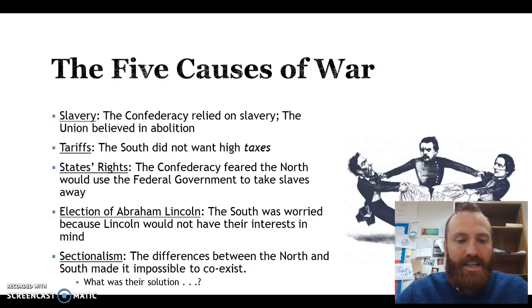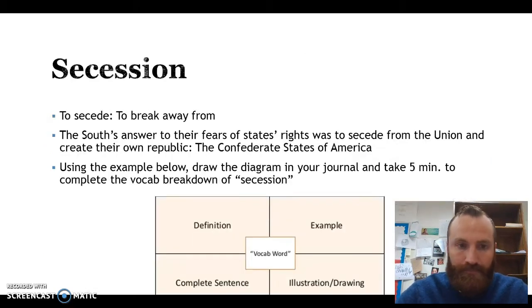Then you had the election of Abraham Lincoln. The South was worried because Lincoln would not have their interest in mind. And then sectionalism. This is the difference between the North and the South. It made it impossible to coexist. Remember me telling you yesterday that whenever you have so much difference with somebody, eventually it's going to hit the boiling point and you're going to hash it out.